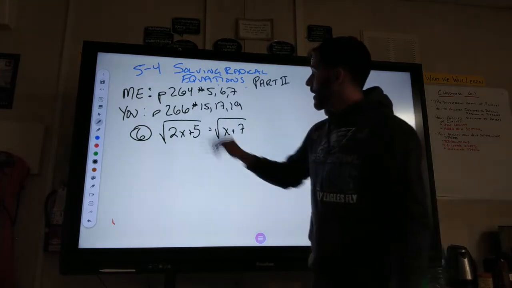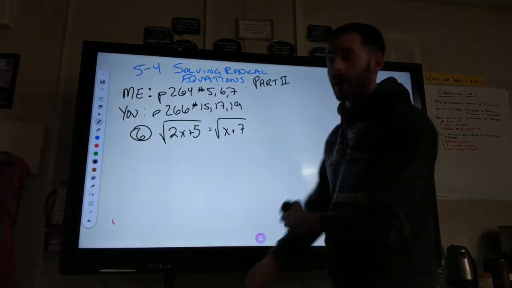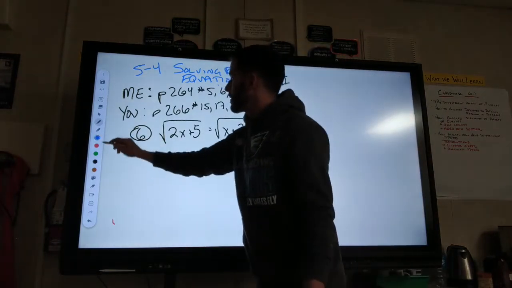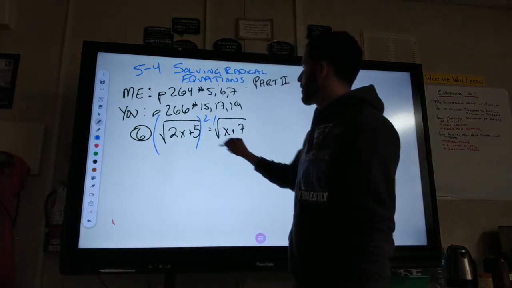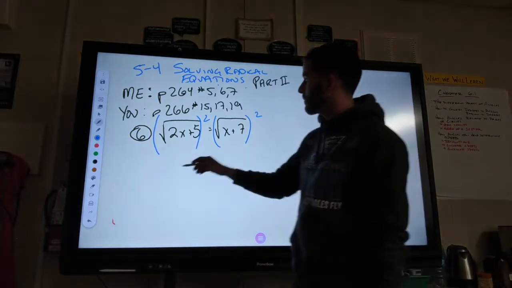All right. Okay, x's on both sides. They're both under radicals. There's no plus or minuses outside. So I'm going to square both sides. I think you can get an idea of what the first step is. We're going to be squaring both sides.